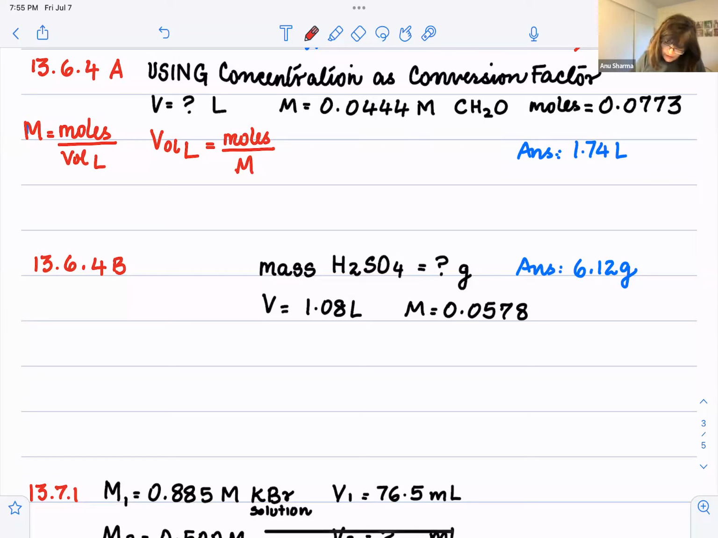That's the other formula. And if we were to find the moles, moles is equal to molarity times the volume. These are the three arrangements, okay? So anyway, it doesn't matter. So volume in liters is equal to moles.